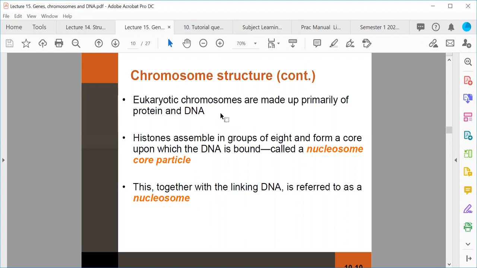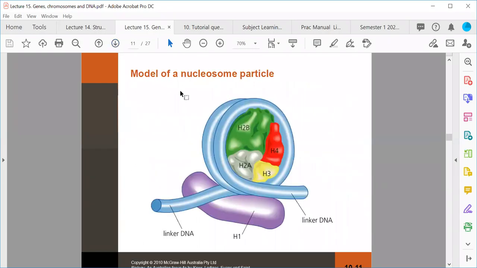All right, so chromosomes in eukaryotes are made up primarily of DNA, which you're very familiar with now, and that DNA is associated with various proteins. Proteins that associate with DNA are called histones, and they assemble in groups of 8 and form a core of proteins upon which the DNA is bound. And together, this is called a nucleosome core particle. So let's have a look at that, I believe, on the next slide. Yes, so here's a nucleosome that we can see.